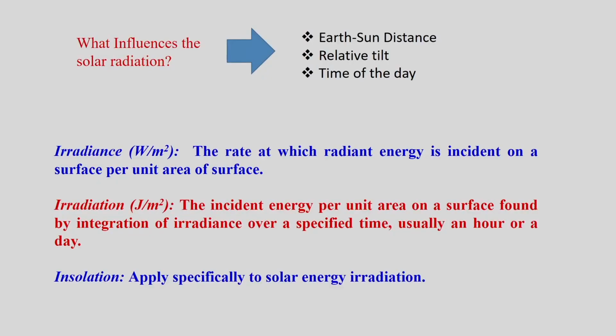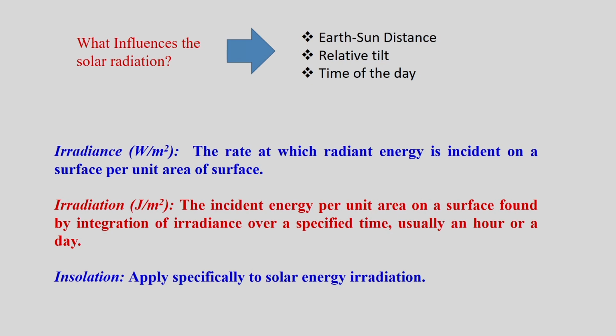So, what influences solar radiation? The first thing is the Earth-Sun distance. This has been demonstrated, because we can see the variation of extraterrestrial radiation with respect to the days. So, it varies with time, relative tilt, and time of the day. These are the parameters which influence solar radiation.